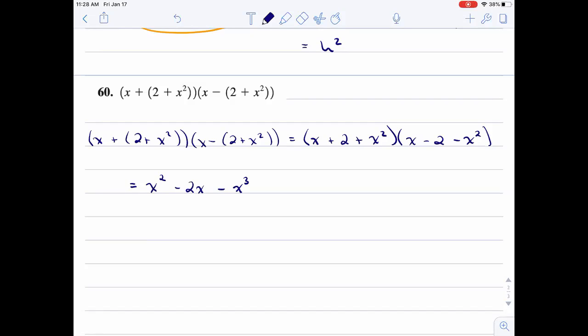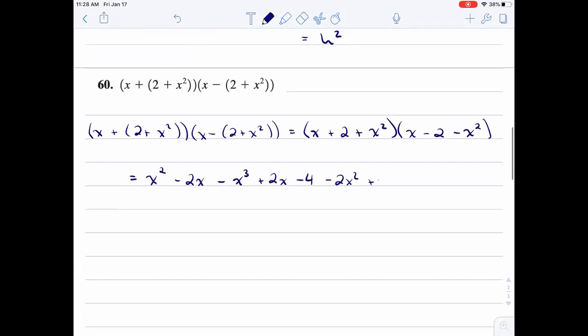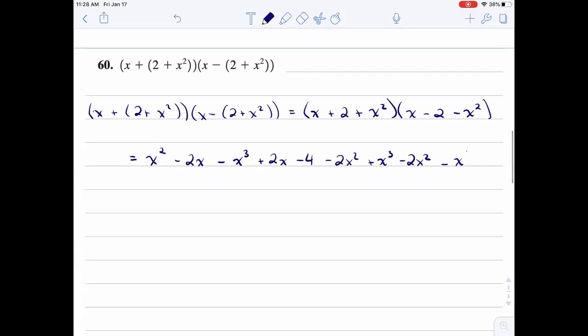And then plus 2 times x plus 2 times negative 2 puts me at negative 4. Plus 2 times negative x squared, minus 2x squared. On to the third term, right, is going to be x squared times x, which is going to be plus x to the power of 3. X squared times negative 2, negative 2x squared. X squared times negative x squared puts me at negative x to the 4th.